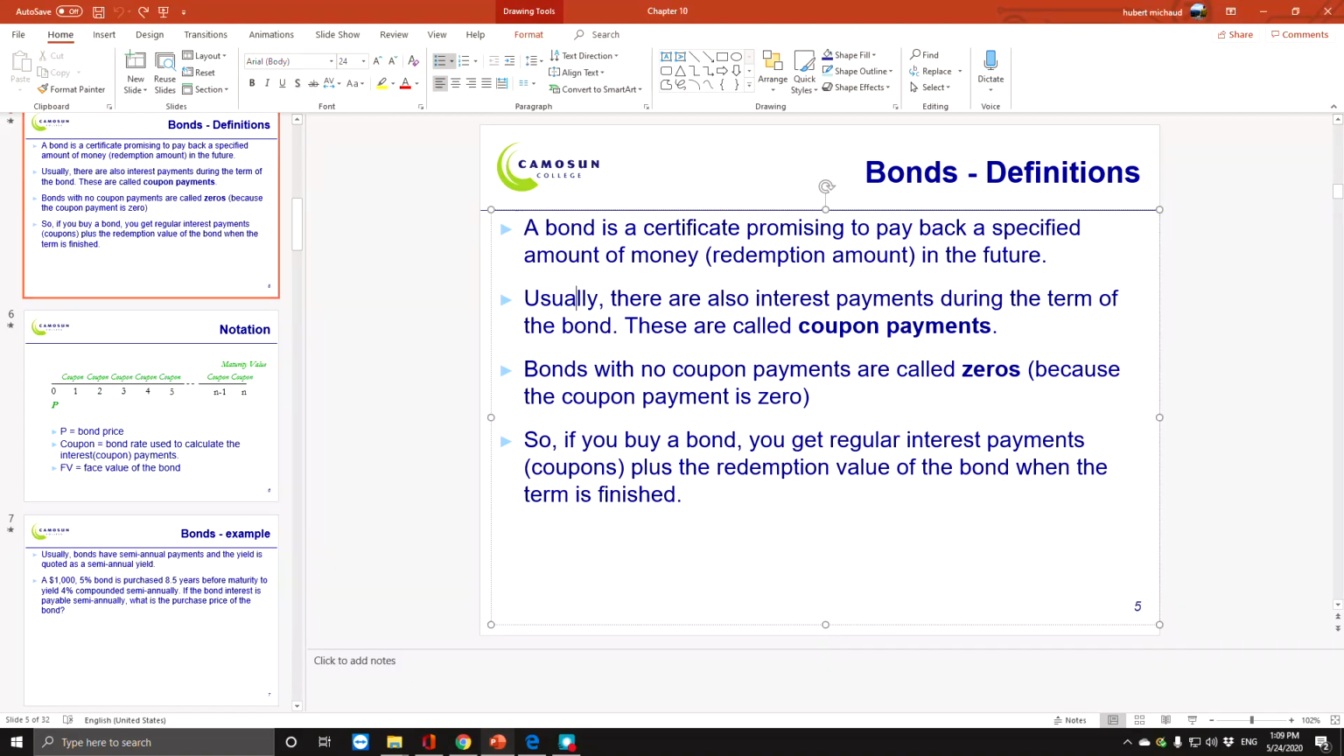Okay, so a bond is a certificate promising to pay back a specified amount of money, the redemption value, in the future. Usually bonds will make interest payments during the life of the bond, and these payments are called coupon payments. There are bonds that have no coupon payments. These bonds are called zeros, because the coupon payments are zero.